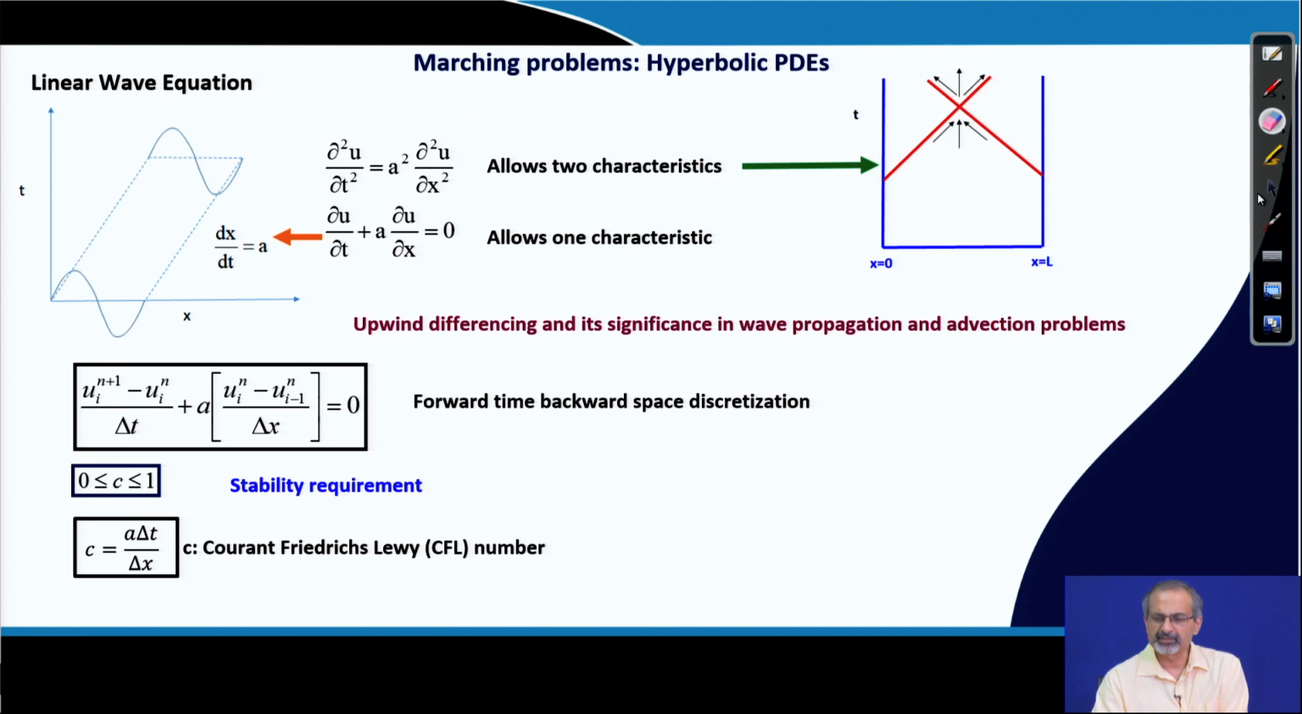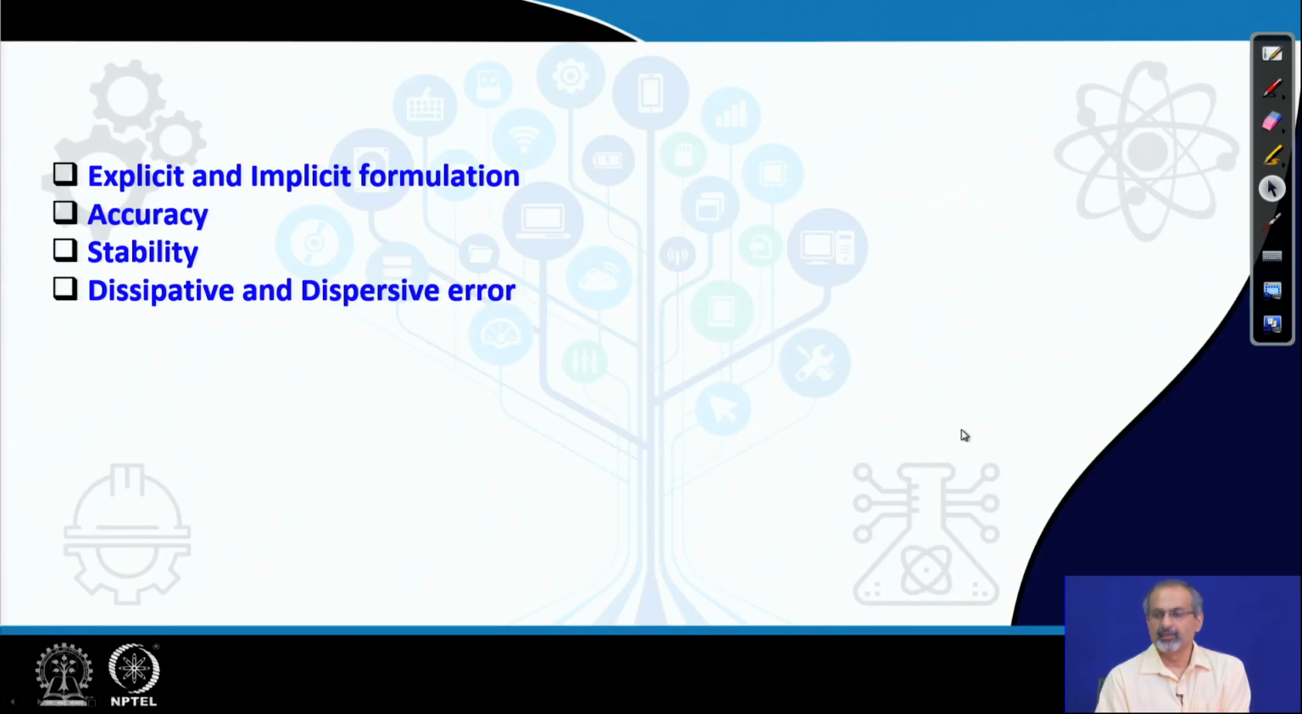So, we had a brief exposure of how you can solve the hyperbolic partial differential equation using finite difference scheme. Let us do a little more detailing on different other aspects of numerical schemes. We will look at explicit and implicit formulation, a little bit more on accuracy and stability, and measure of error, which are called as dissipative and dispersive error.